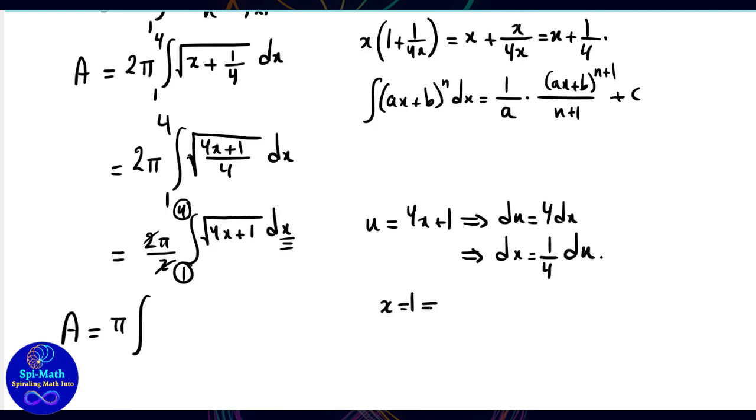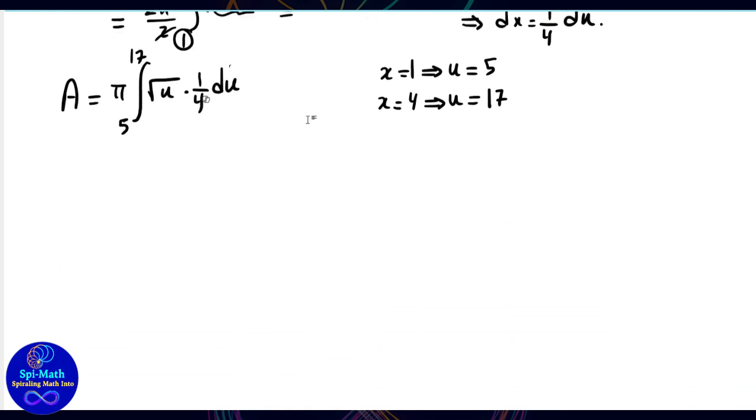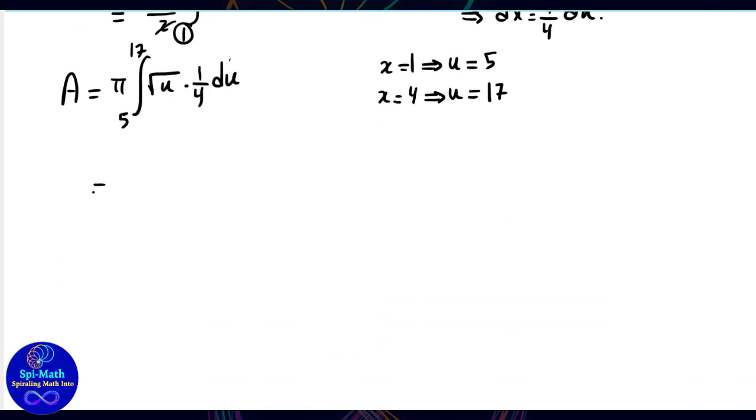For x equals 1, this will give you 4 times 1 plus 1, which will be 5. And for x equals 4, this will give me u equals 4 times 4 plus 1, which is 17. So my new bounds are 5 and 17, now with respect to du, not dx. And under the radical, this is just radical u times 1 over 4 du, which was dx as we have seen here.